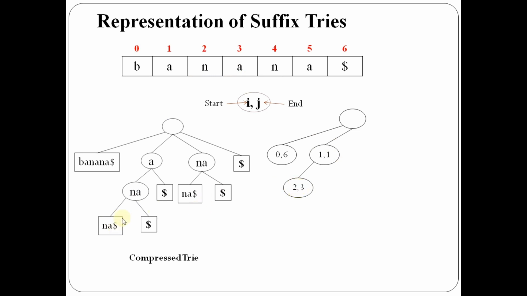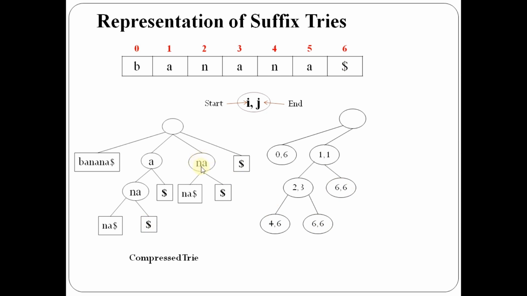Then next is NA dollar. For NA dollar, NA starts at location 4 and dollar ends at location 6. So we get 4, 6. The dollar is present at location 6, so the starting location is 6 and the ending location is also 6. So for this dollar, the starting and ending location is 6, and the node becomes 6, 6. For this dollar also, the node becomes 6, 6.